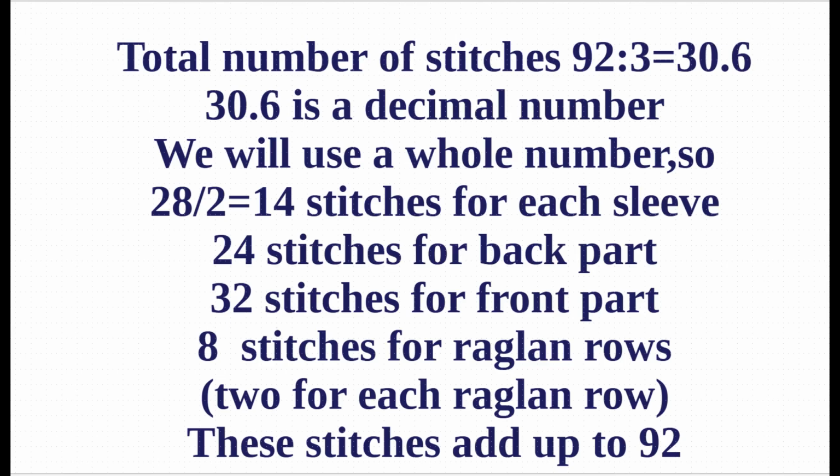So here we will use a whole number, and the way that I'm going to divide my stitches is this. I am going to use 28 stitches for my two sleeves, meaning that I will use 14 stitches for each one of the sleeves. I am going to use 24 stitches for the back part of the sweater and 32 stitches for the front part. Also, I'm going to use 8 stitches in total for my raglan rows. That is, I'm going to use 2 stitches for each of the raglan rows.